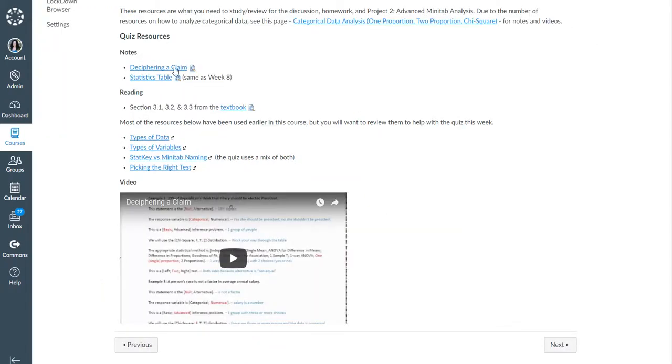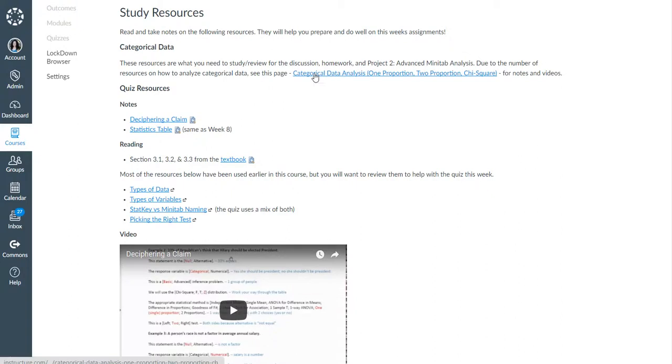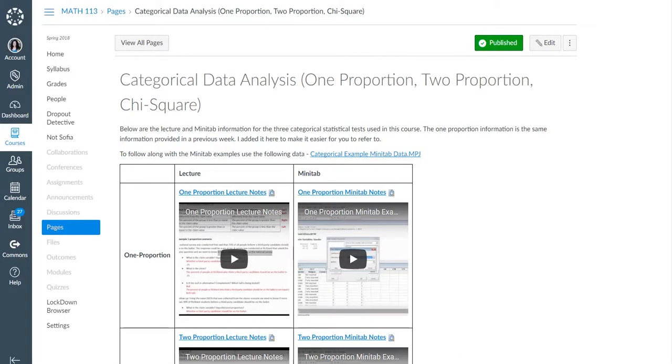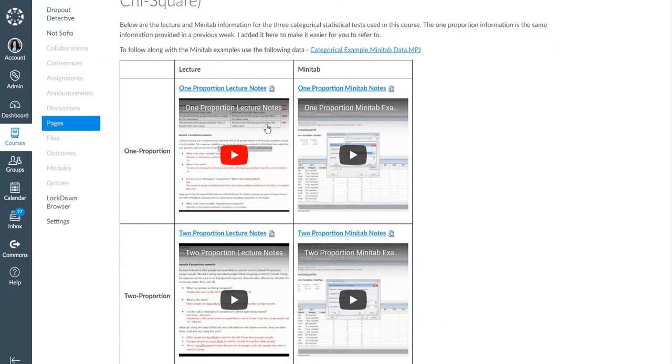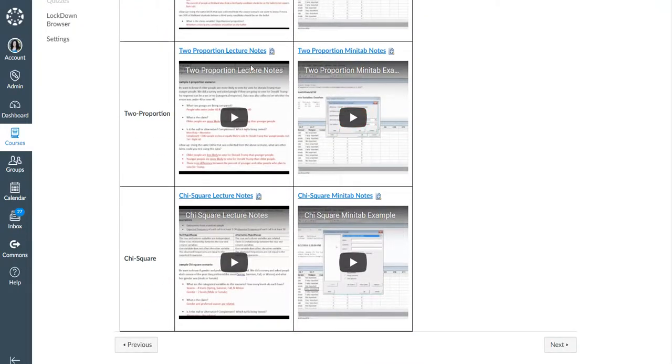Coming back here, what else do you have? You've got that categorical data analysis. The big thing is going to be this two proportion and chi-square. The one proportion stuff is just a repeat from what you already saw in the week before spring break, so don't worry about these two things. I just put them there so it's easier to refer back to on one page. But the new stuff is the two proportion.